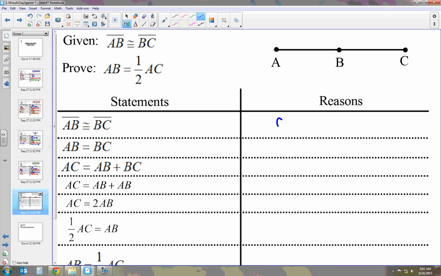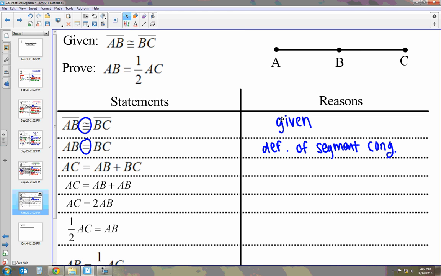That is given. Next, I notice that the congruency moved to equality. That's our definition of segment congruence. Next, I have AC is equal to AB plus BC. Well, let's look at our picture. AC is the whole thing, equals AB plus BC. Well, that's part plus part equals whole, so that's our segment addition postulate.